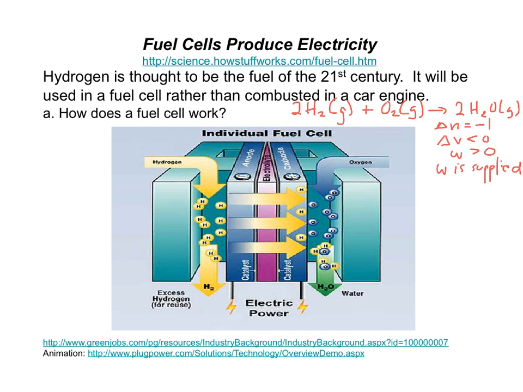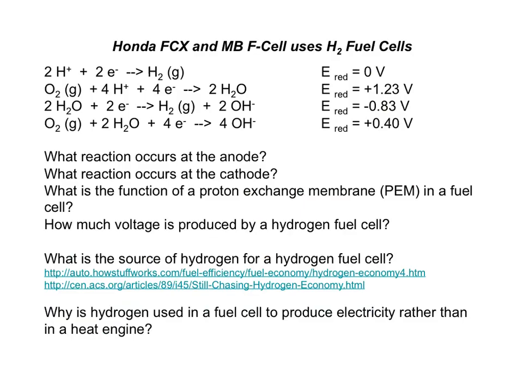So here's how it works. Hydrogen gets oxidized at the anode to produce H+ ions. The protons react with oxygen in a reduction reaction to produce water. Let's look at a fuel cell in more detail, so stop the video and answer these questions. So here are the answers. At the anode, oxidation occurs, and hydrogen is oxidized to H+.